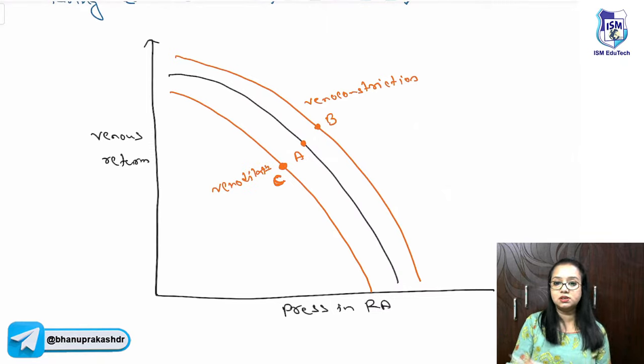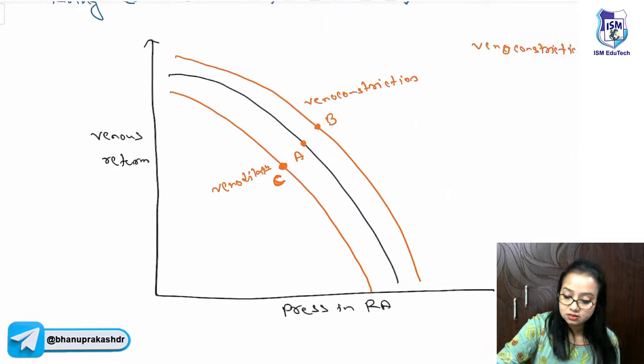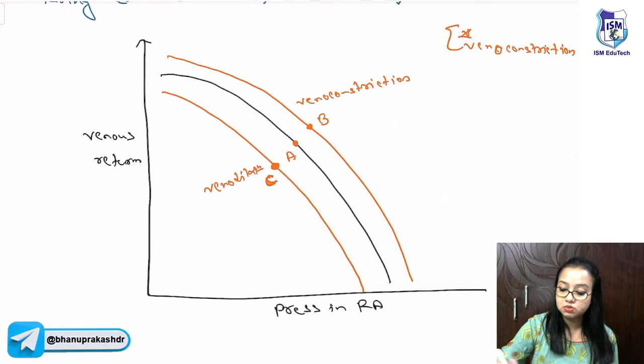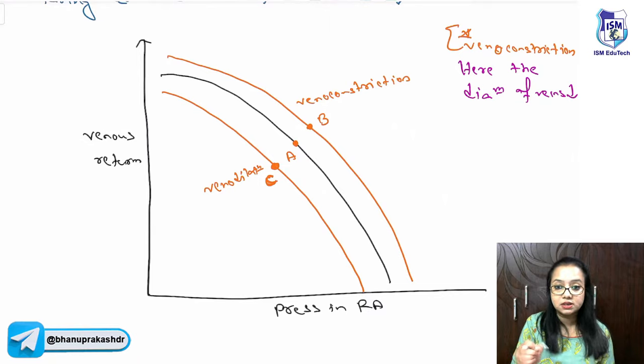Now, when do venoconstriction and venodilation happen? Venoconstriction usually happens when there is too much epinephrine or substances like epinephrine acting. So, just a quick note to remember: what happens in venoconstriction? The diameter of the veins decreases. So when the diameter of the vein decreases, there will not be much blood staying in the vein.